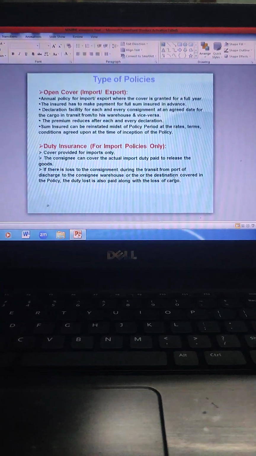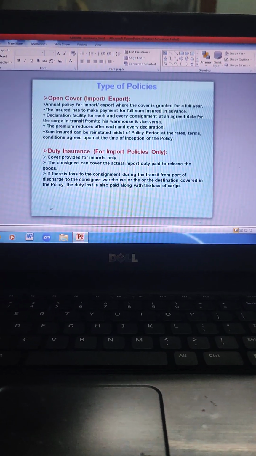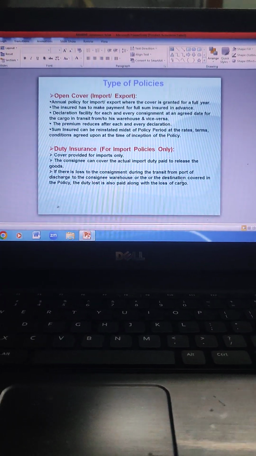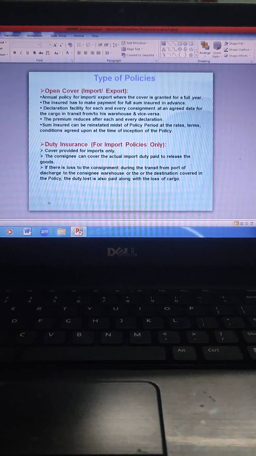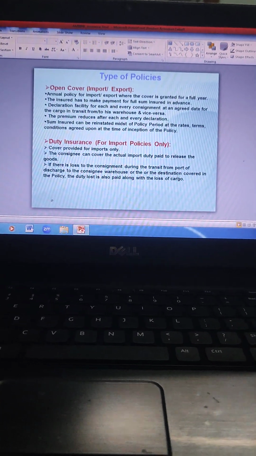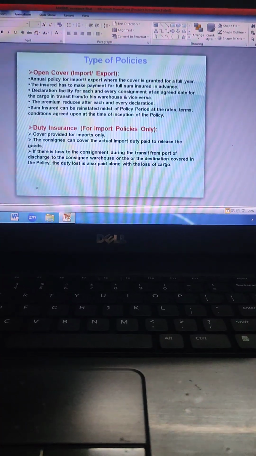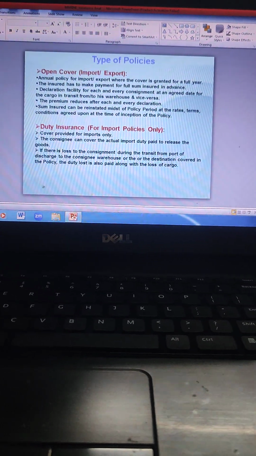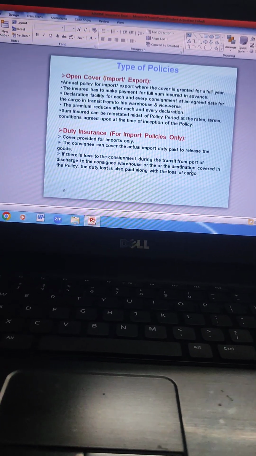So, in the type of policies, other policies are like open cover that is used for import export. So annual policy for import export where the cover is granted for a full year. The insured has to make payment for full sum insured in advance. Declaration facility for each and every consignment at an agreed date for the cargo in transit from or to his warehouse and vice versa. So the premium reduces after each and every declaration, and the sum insured can be reinstated midst of the policy period at the rates, terms, conditions agreed upon at the time of inception of the policy.